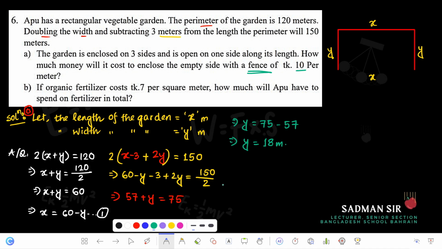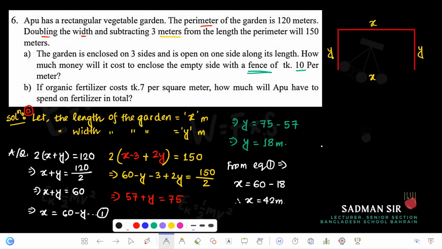So from equation 1, we can easily find out the length, correct? From equation 1, what are we getting? x equal to 60 minus 18. So that gives us 42 meter.